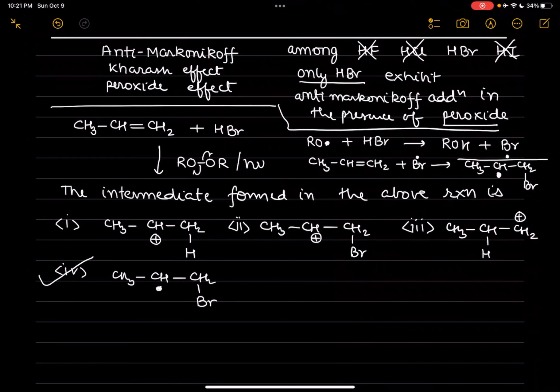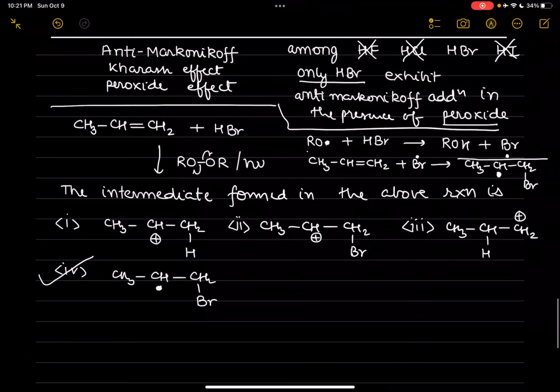What they do is this will again attack HBr. So initially, peroxide helped in generation of Br radicals. But that is only the chain initiation, so that's not going to happen every time.